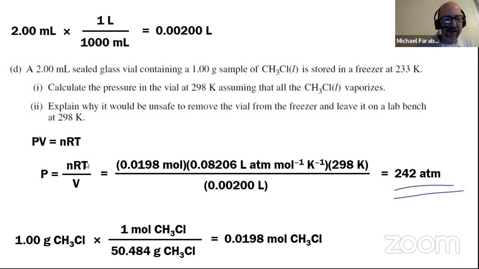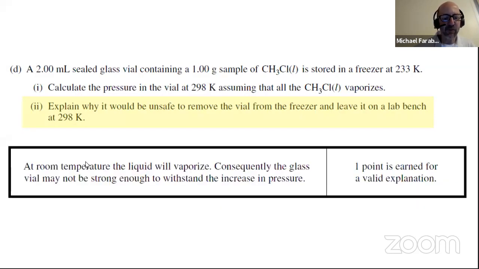Well, that kind of takes care of the next part of this question. Explain why it would be unsafe to remove the vial from the freezer and leave it on a lab bench. It would most likely explode because of the extreme pressure there. So at room temperature, the liquid will vaporize, and consequently the glass vial is not going to be strong enough to withstand that increase in pressure.